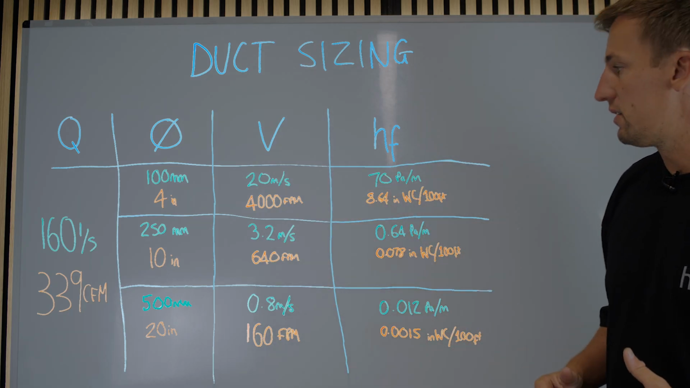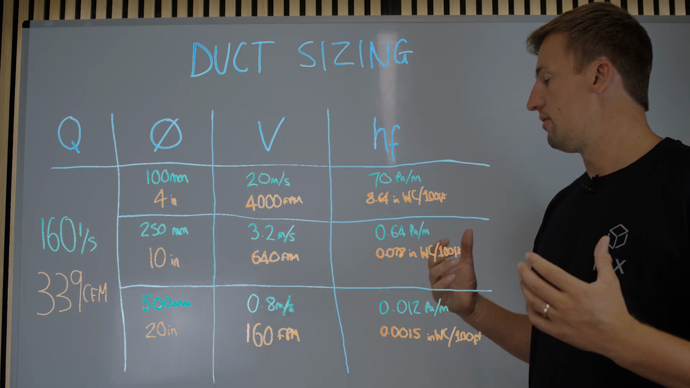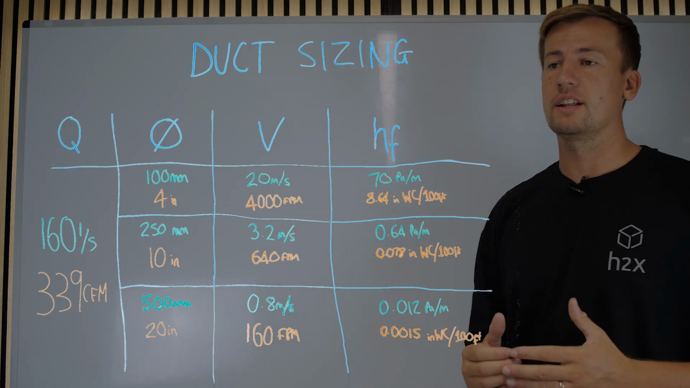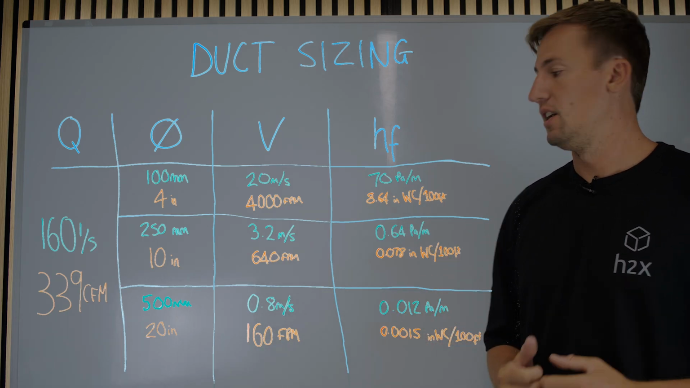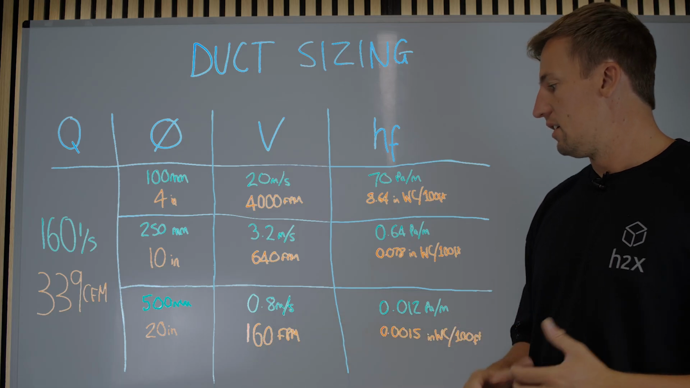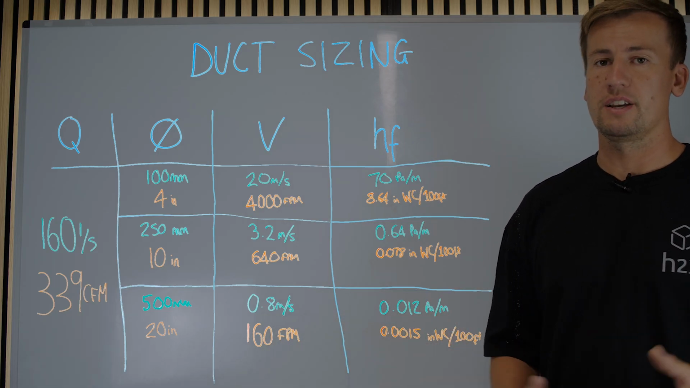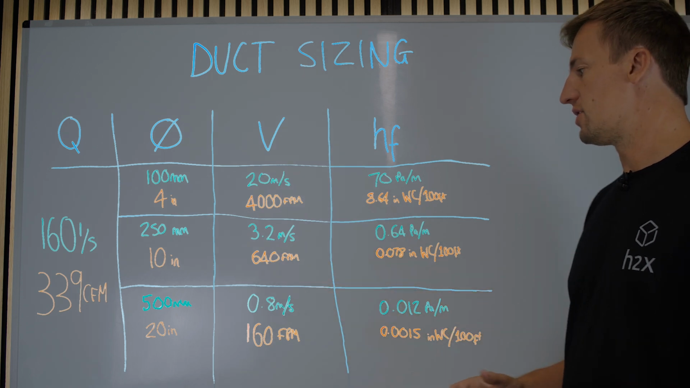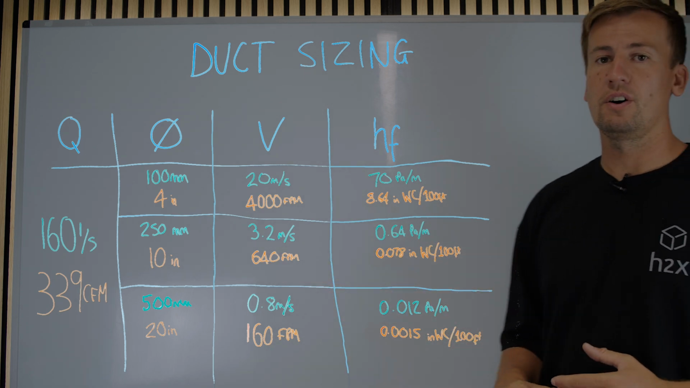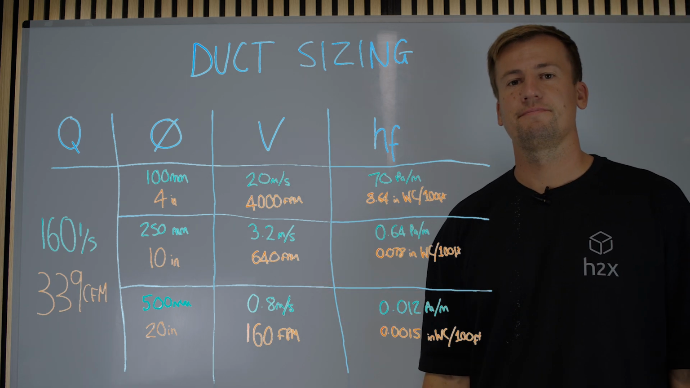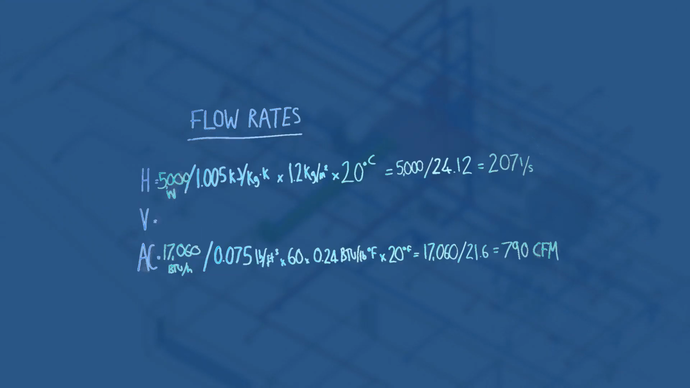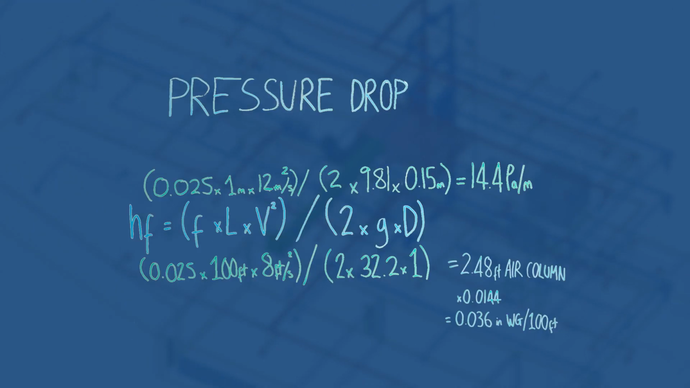If you went with the small one, really high velocities and pressure drops, meaning noisy and inefficient. Going with the big one, yeah, very low answers, but it's going to be really expensive and take up a lot of space. So that is why you need to do your calculations, find your sweet spot, and that is the duct sized. So that is all the theory, and it is complex, but it's very important.